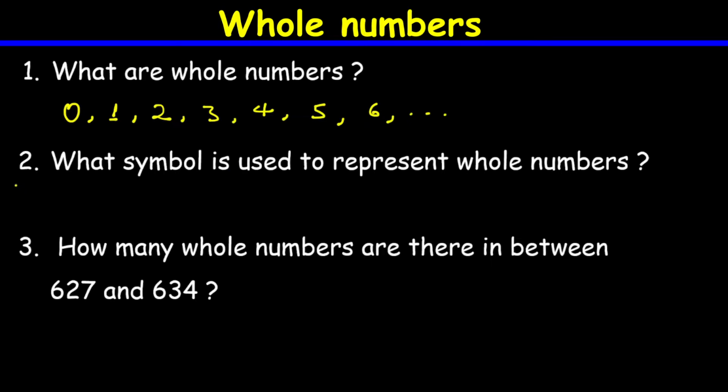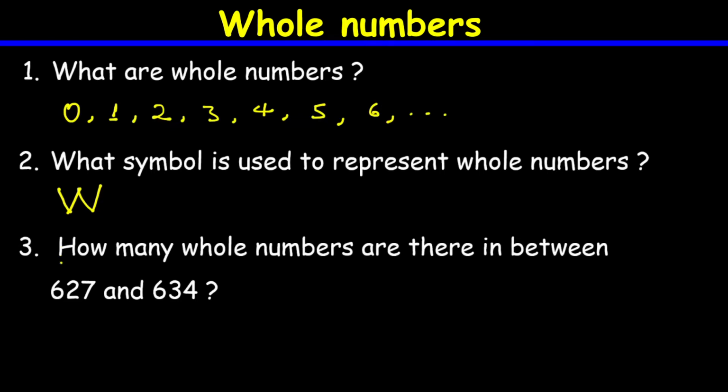Question number 2. What symbol is used to represent whole numbers? The symbol used to represent whole numbers is capital letter W. The set of whole numbers is represented by capital letter W. Therefore, the answer to this question is letter W in capital.